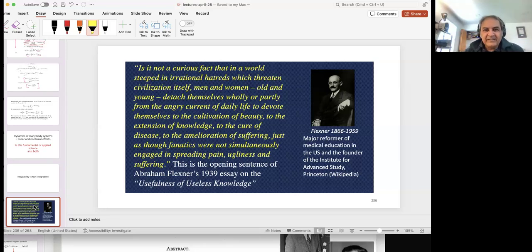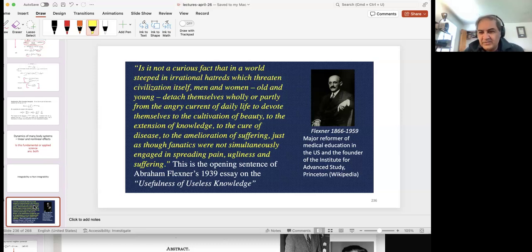Is it not a curious fact that in a world steeped in irrational hatreds which threaten civilization itself, men and women, old and young, detach themselves wholly or partly from the angry current of daily life to devote themselves to the cultivation of beauty, to the expansion of knowledge, extension of knowledge, to the cure of disease, to the amelioration of suffering, just as though the fanatics were not simultaneously engaged in spreading pain, ugliness, and suffering.